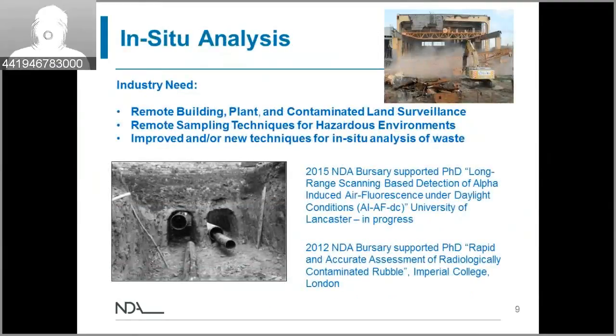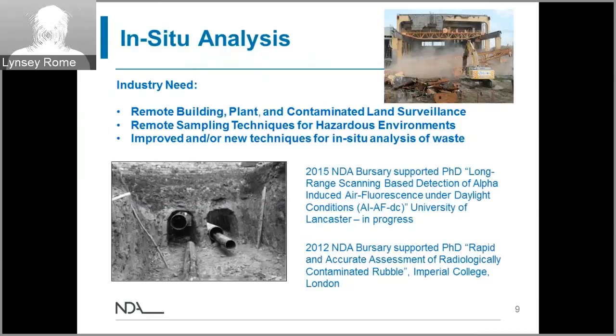So let's follow this through with a few illustrations. In situ analysis. Now, in the top right corner, you have a picture of the Bradwell turbine hall merrily being taken apart. Of course, the waste from that needs surveillance against the established waste stream fingerprint to ensure that the route of clearance exemption is appropriate.